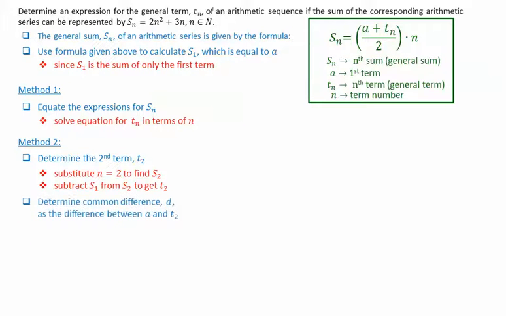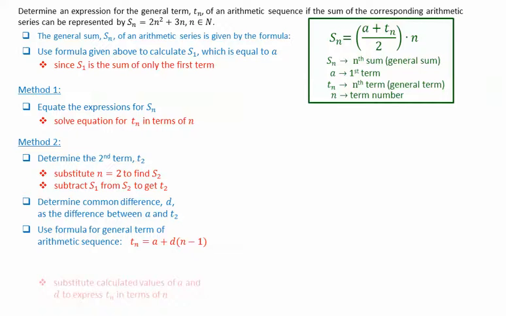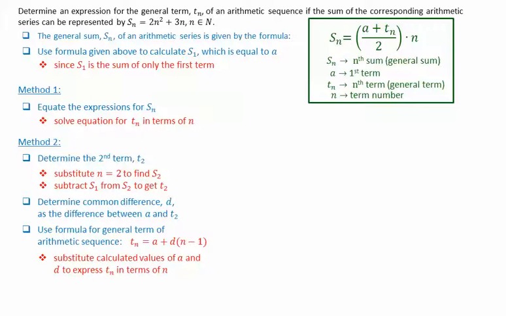Once we have the first term and the second term, we can subtract them to determine the common difference, d. We can then use the formula for the general term of an arithmetic sequence, Tn equals a plus d times (n minus 1), and substitute the calculated values for a, the first term, and d, the common difference, to express Tn in terms of n.